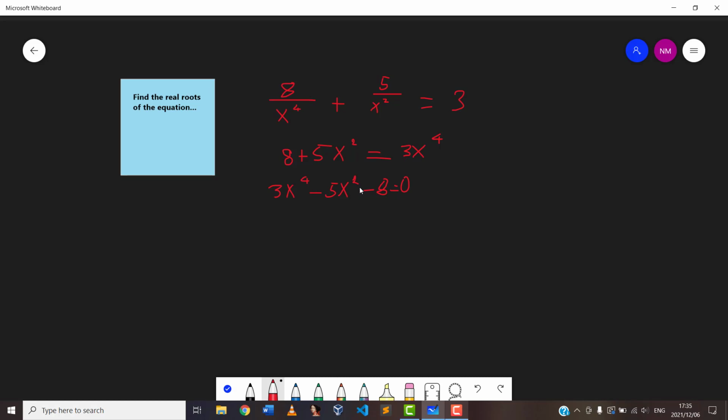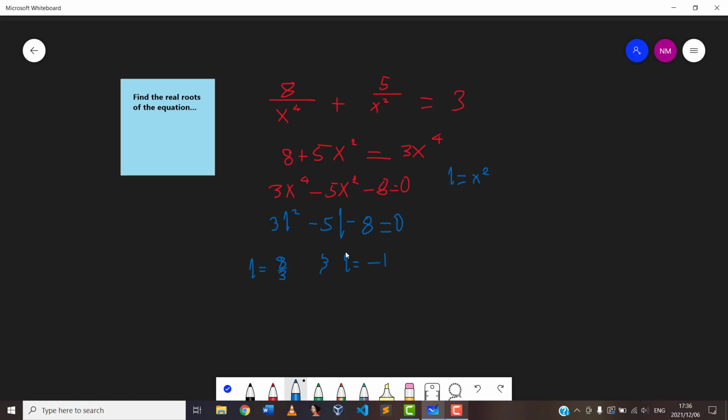Now this looks like a case where we'd use that substitution method that we saw earlier on. Let's say L equals x squared, and then sub in L wherever we see x squared. So 3L squared minus 5L minus 8 equals 0. This is something we're all familiar with. We can just use the quadratic formula at this point. So L is going to be equal to 8 over 3 and minus 1.